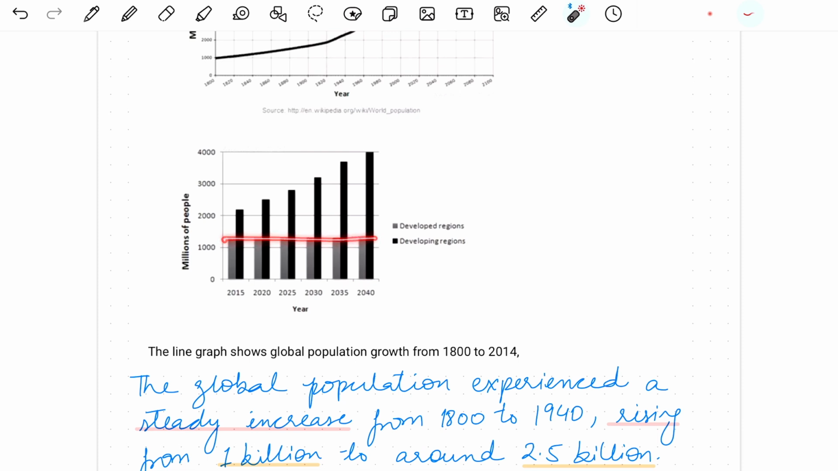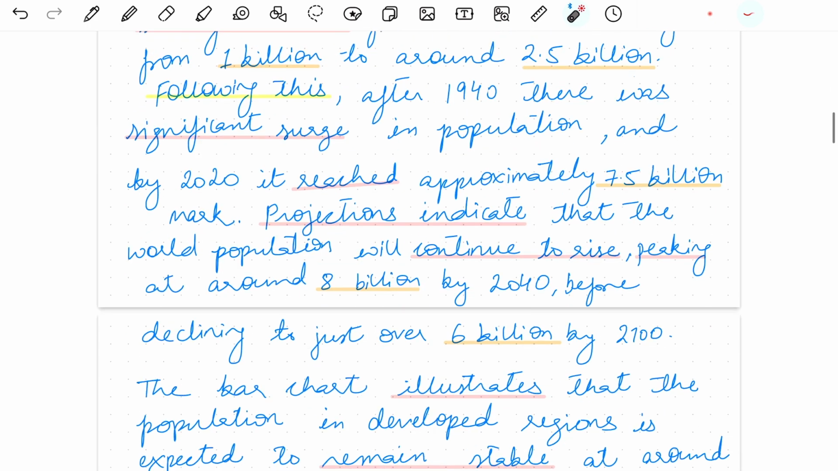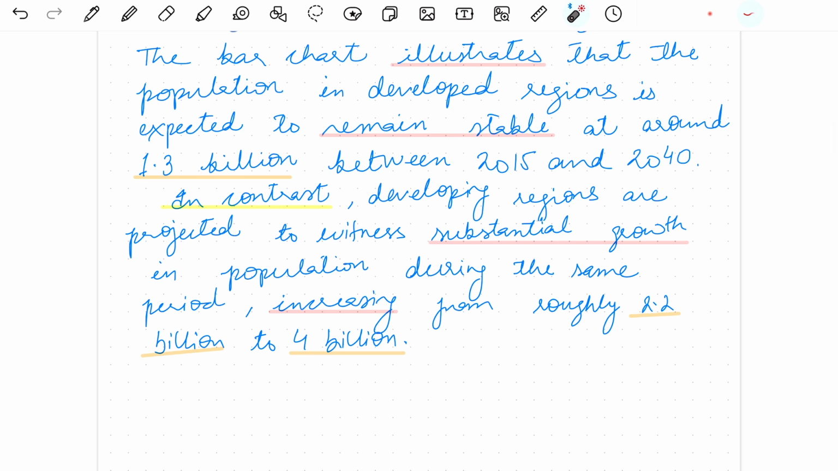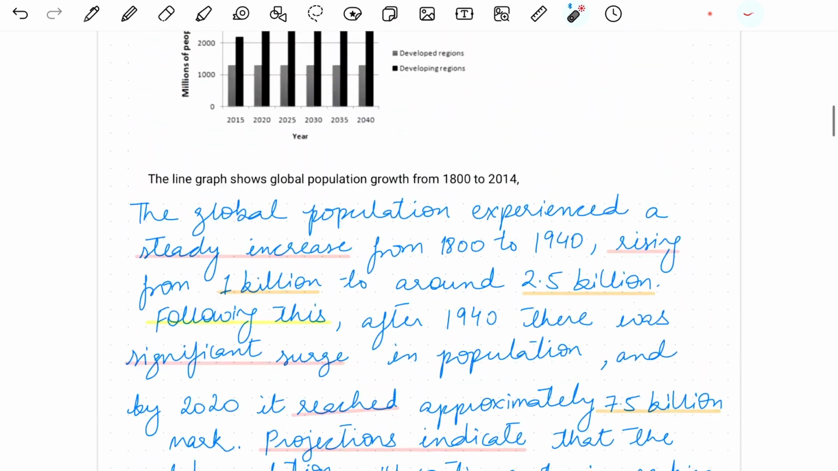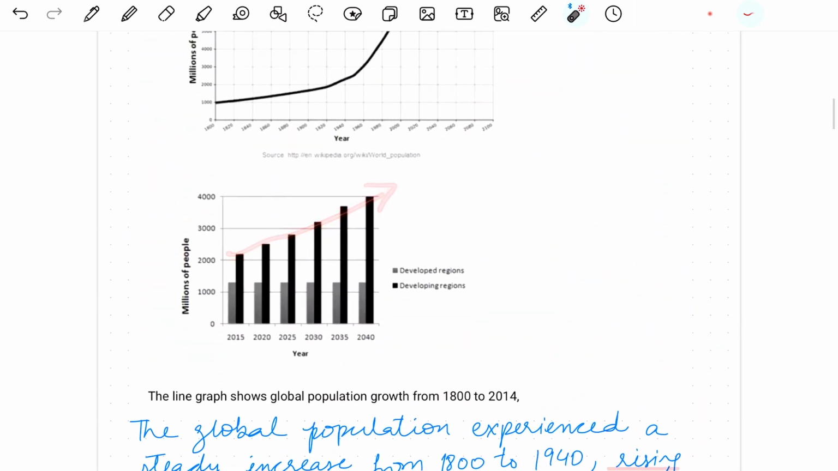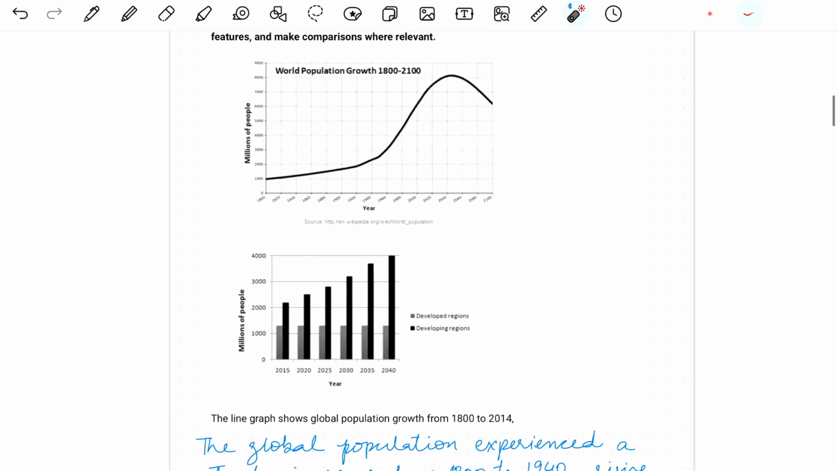will remain stable at approximately 1.3, but we can see that in developing regions it is rising, and so therefore I've written, in contrast, developing regions are projected to witness a substantial growth in population during the same period, increasing from roughly 2.2 billion to 4 billion. So a considerable increase in population for developing regions.